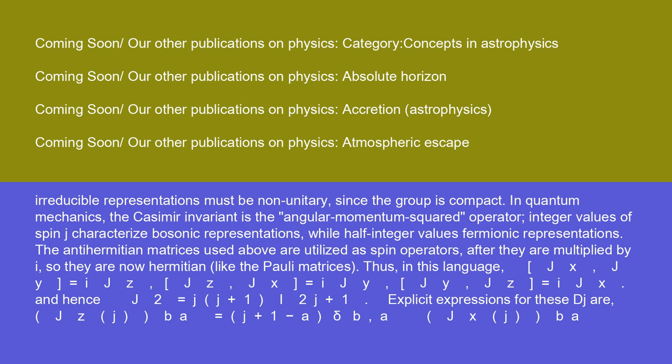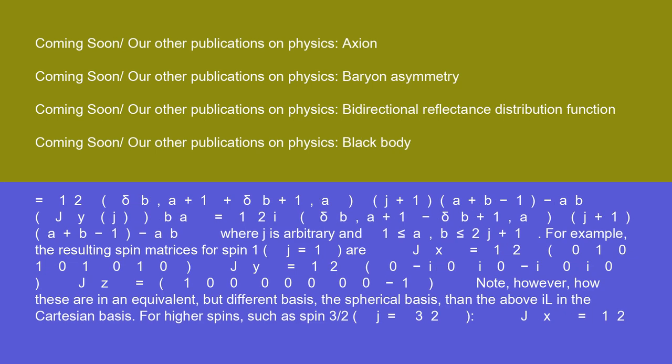Explicit expressions for these DJ are (Jz)_{ba} = (J+1−a) δ_{b,a}, (Jx)_{ba} = 1/2 (δ_{b,a+1} + δ_{b+1,a}) √((J+1)(a+b−1) − ab), (Jy)_{ba} = 1/(2i) (δ_{b,a+1} − δ_{b+1,a}) √((J+1)(a+b−1) − ab), where J is arbitrary and 1 ≤ a, b ≤ 2J+1. For example, the resulting spin matrices for spin 1, J equals 1.